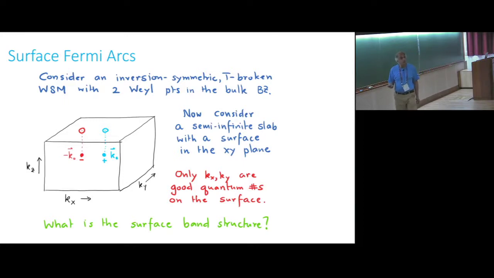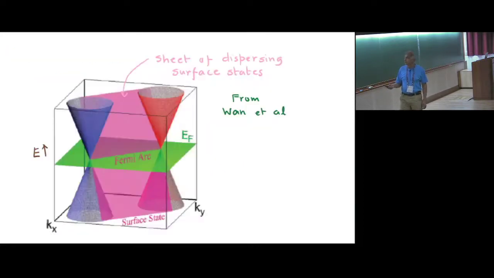So you can ask yourself, what does that band structure look like? And here's a picture of what that band structure looks like. So of course, at the projections of the Weyl points, there'll be zero energy states there, because there are such states in the bulk. And basically, as you go up in energy, there's going to be a filled Fermi ball of states that are allowed just because of the bulk. Those are the projections of those bulk states onto the surface Brillouin zone.